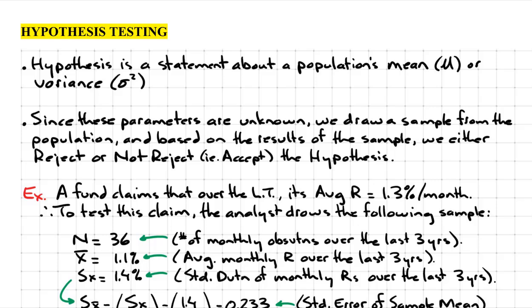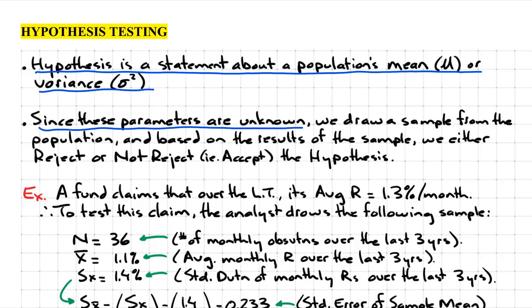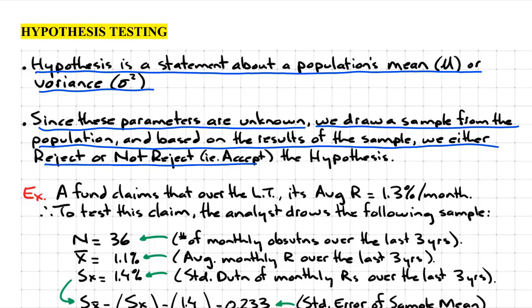Hypothesis testing. A hypothesis is a statement about a population's mean or variance. Now, since these parameters are unknown or unobservable, we draw a sample from the population, and based on the results of the sample, we either reject or not reject, in other words, accept the hypothesis.